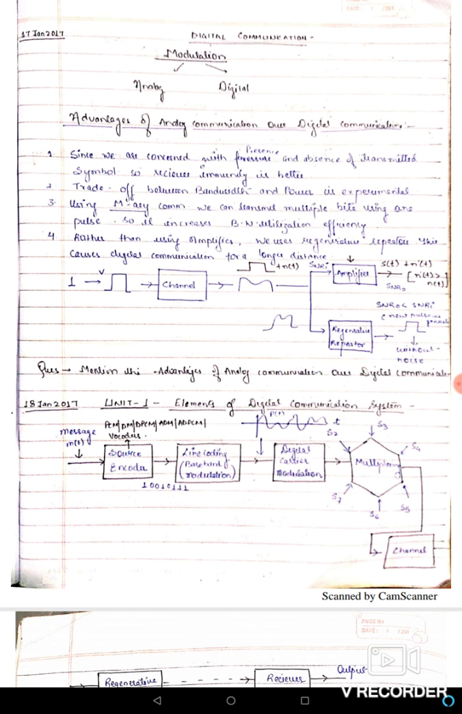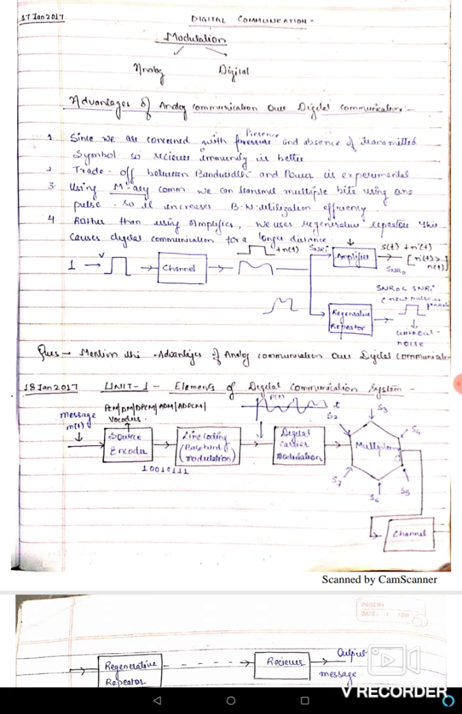So what is digital communication? Modulation is divided into two parts: one is analog modulation, the other is digital modulation. The difference between analog and digital communication is that we are using digital modulation techniques, and the data which is available at the input is digital in nature. If you see this diagram, it is a block diagram of digital communication. It has the elements of digital communication.